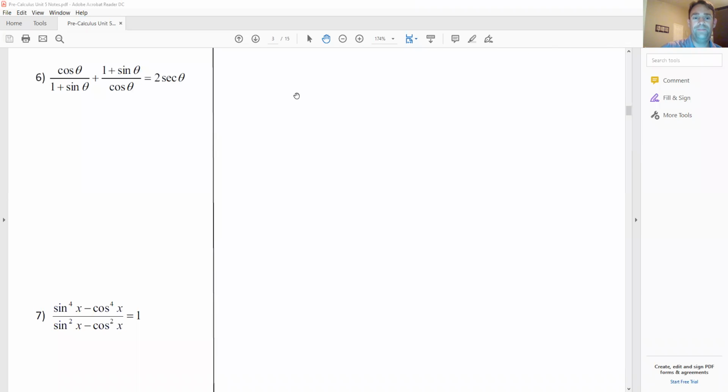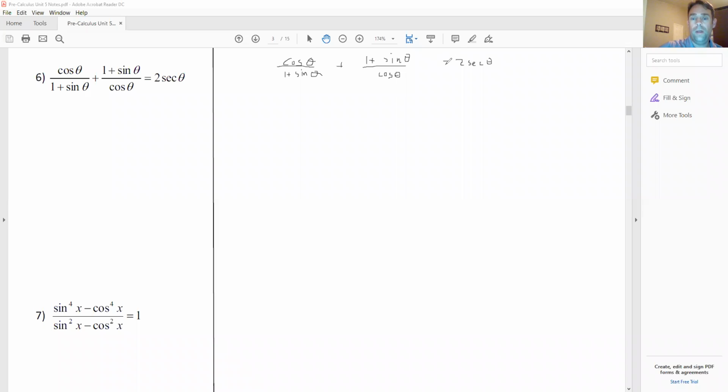All right, let's see how y'all did. So I'm looking at this thing right now. I see cosine theta over 1 plus sine theta, plus 1 plus sine theta over cosine theta, equals 2 secant theta. Now, I don't know about you, but in my mind, the uglier side is definitely the left side. So that's going to be the side that I'm going to play with here.